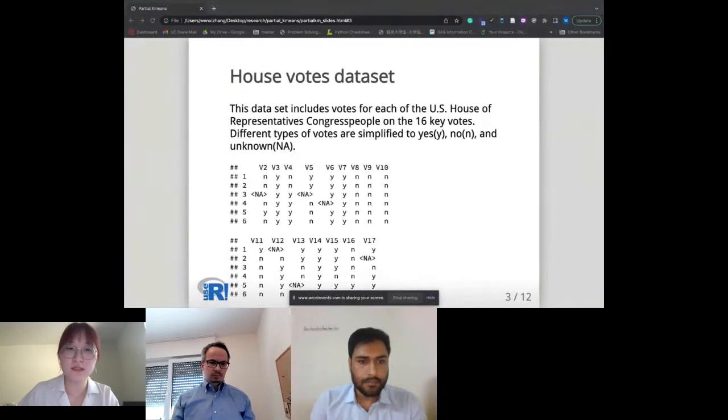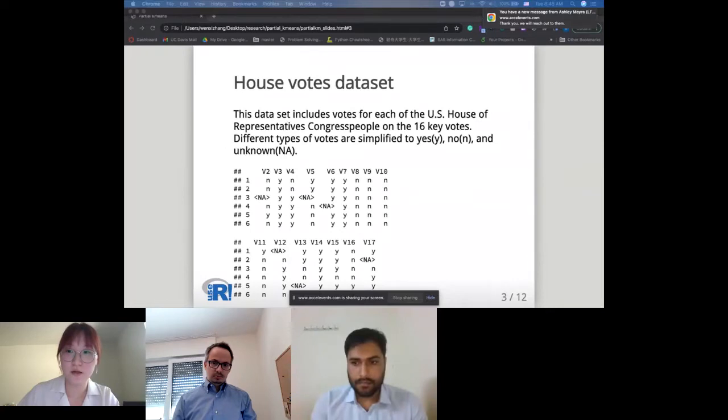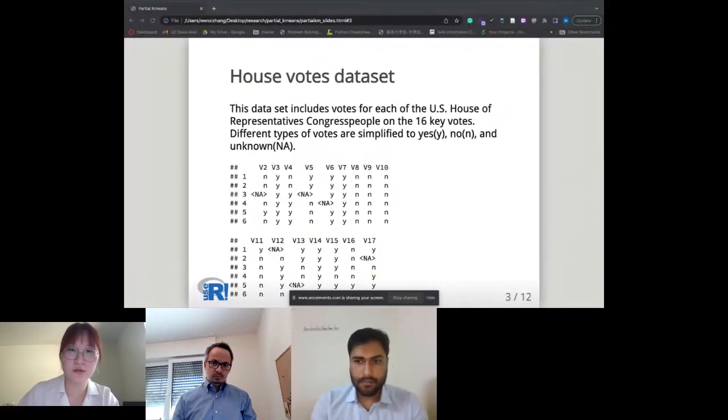Next, let's see a data example that will be interesting to look at. This House votes dataset includes each of the U.S. House of Representative Congress people on 16 key votes. The types of votes are yes, no, and unknown. Unknown is represented by the missing values here. And the 16 key votes are listed from V2 to V17 here.